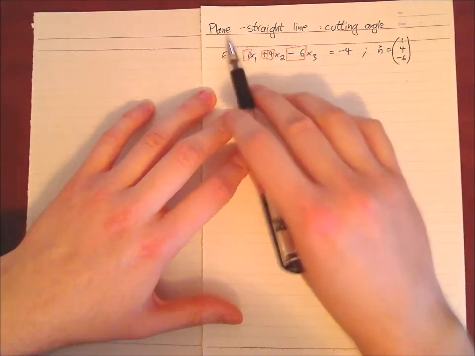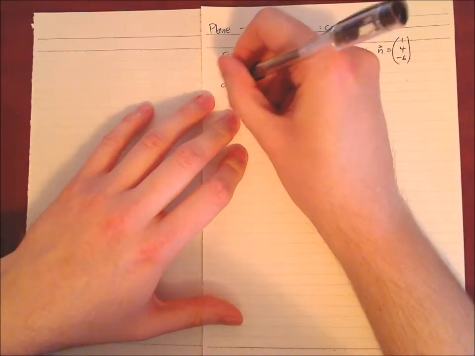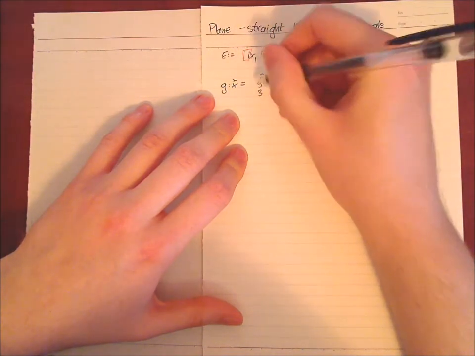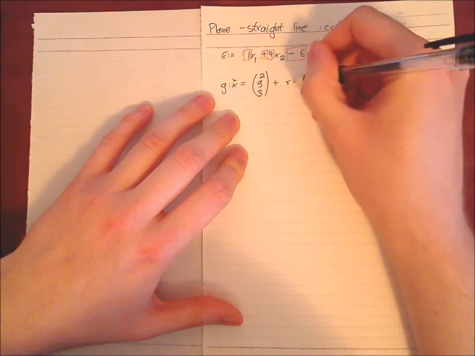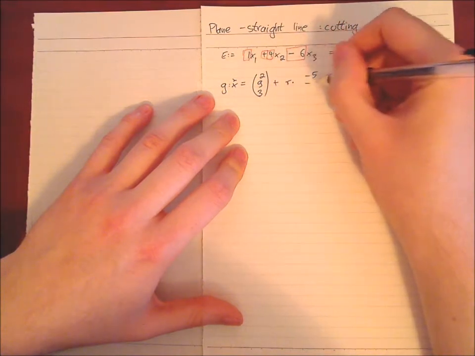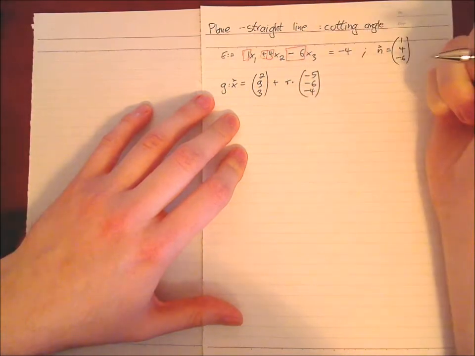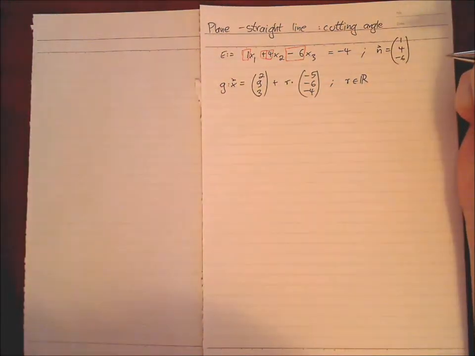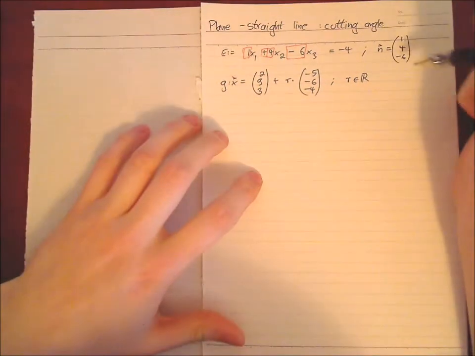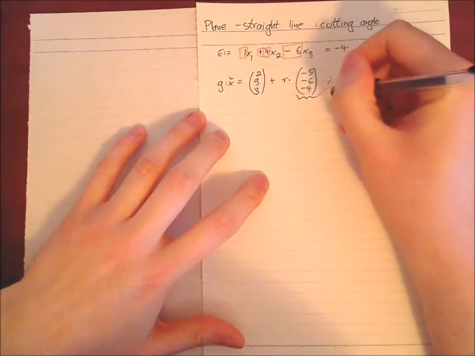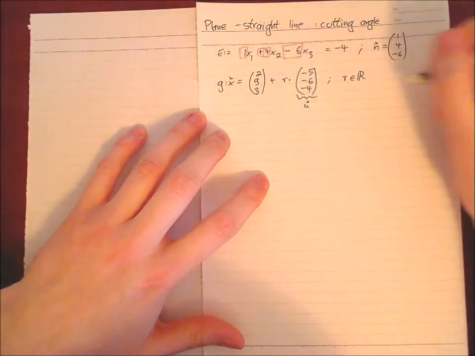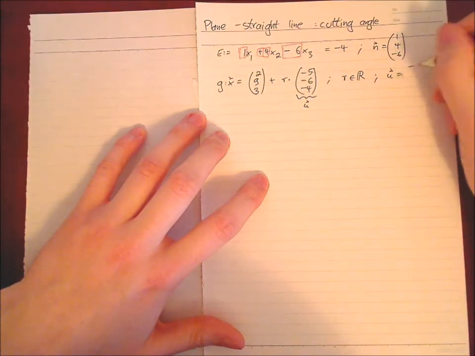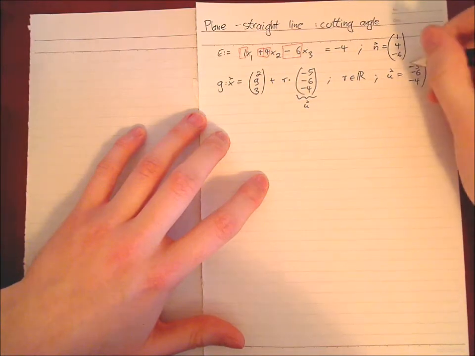And what else do we need? Of course, the straight line. I call it G equals (2, 9, 3) plus R times (minus 5, minus 6, minus 4). Note that R is some sort of number. It is not a vector. And what else do we need? The direction vector of G, we call U. So I can write it again: U, the directional vector, is (minus 5, minus 6, minus 4).